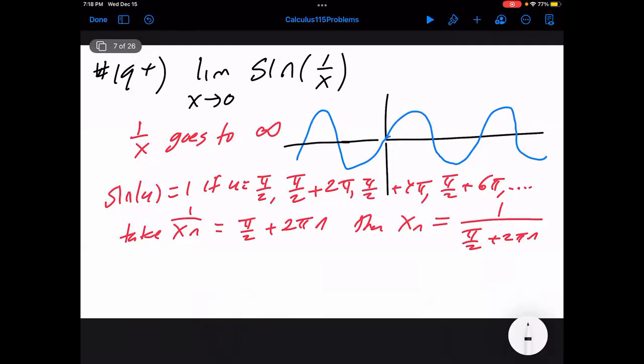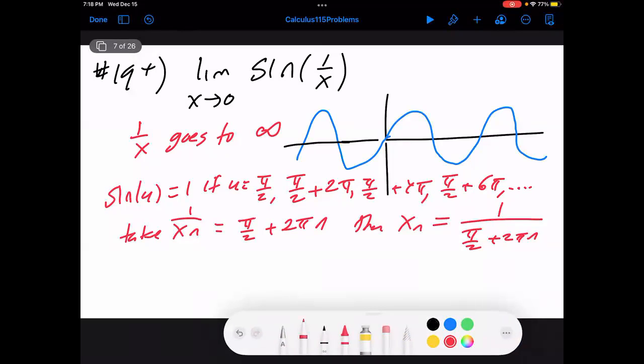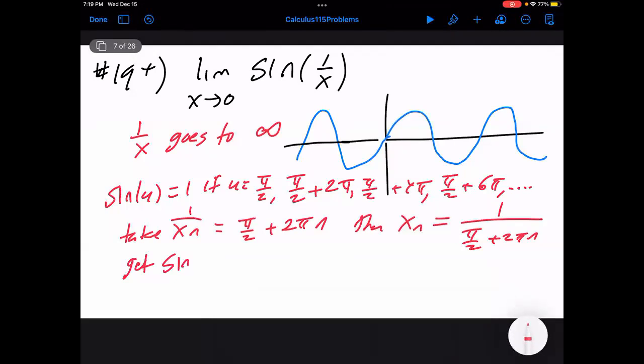And so we came up with an explicit sequence. We said, for instance, let's take all the values that have a sine of 1. The first one is pi halves, then pi halves plus 2 pi, pi halves plus 4 pi, pi halves plus 6 pi, and so on. So if we take 1 over xn to be pi halves plus 2 pi n, or equivalently xn equals 1 over pi halves plus 2 pi n, then the sine of 1 over xn is the sine of pi halves plus 2 pi n, which equals 1.